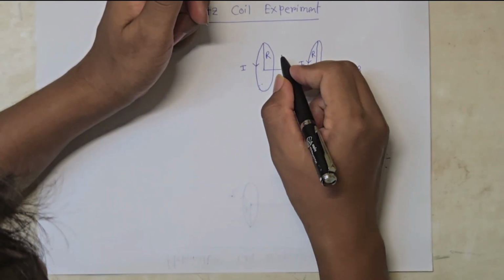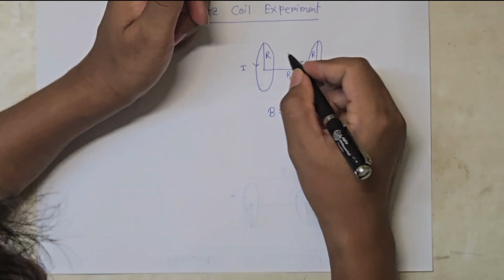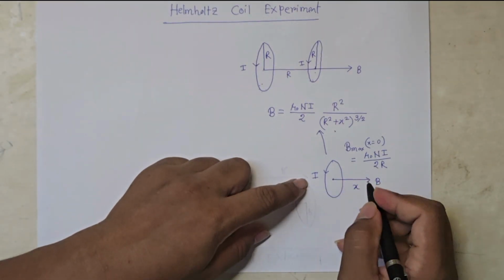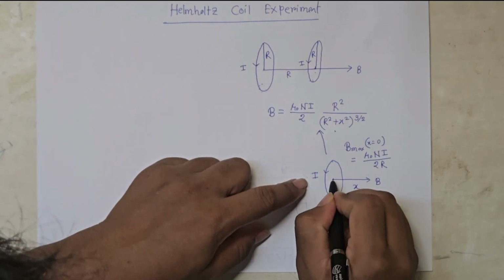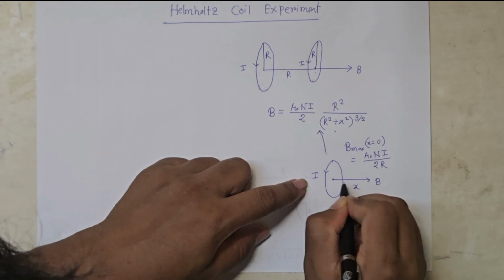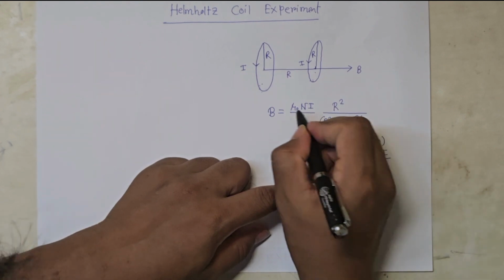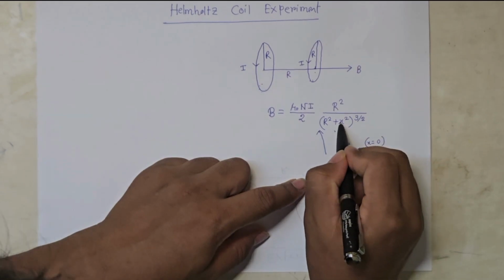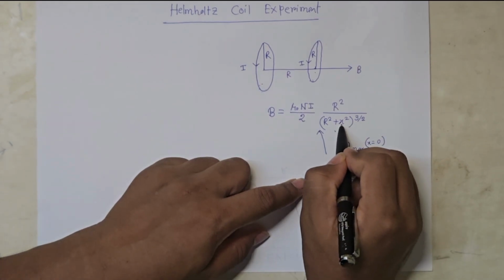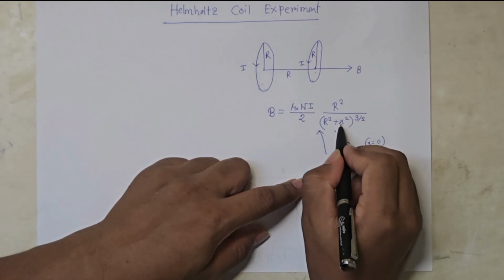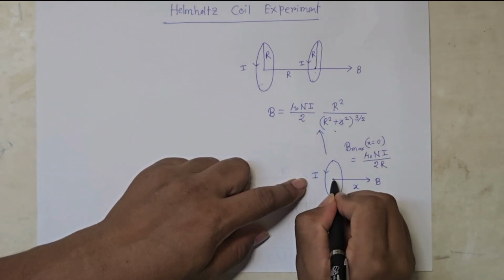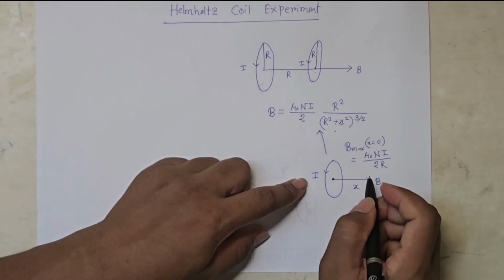Before going to this Helmholtz coil, let's discuss a little about a single circular coil. For a single circular coil, what is the magnetic field at a distance x on the axis? This is the formula, mu naught N i by 2. Since x is in the denominator, if you put x equals to 0, then B will become maximum. So at the center the magnetic field is maximum.